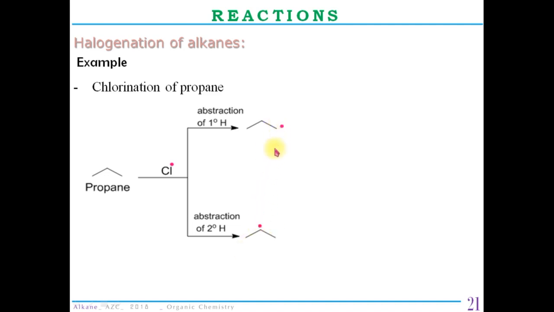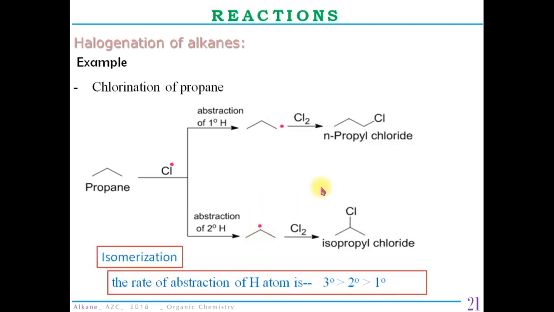And because here is the primary radical, and here is the secondary radical, we also get two types of isomer of alkyl halide. So in halogenation reaction, isomerization is also possible, and the rate of abstraction of hydrogen atom is tertiary, preferred first, then secondary, and then primary.